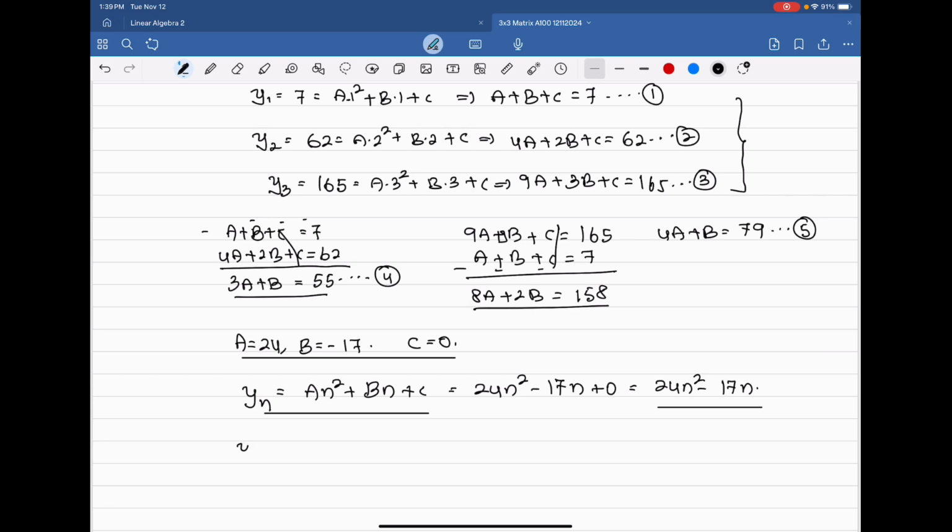Then what will be the value of y100? 24 into 100 square minus 17 into 100, that is equal to 240,000 minus 1,700. Do you agree? This is 238,300.